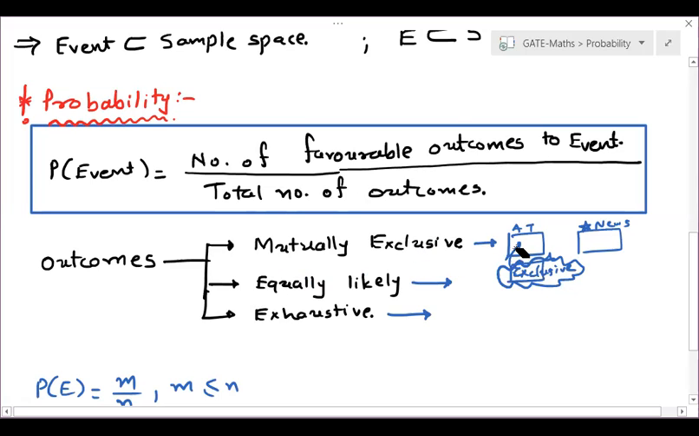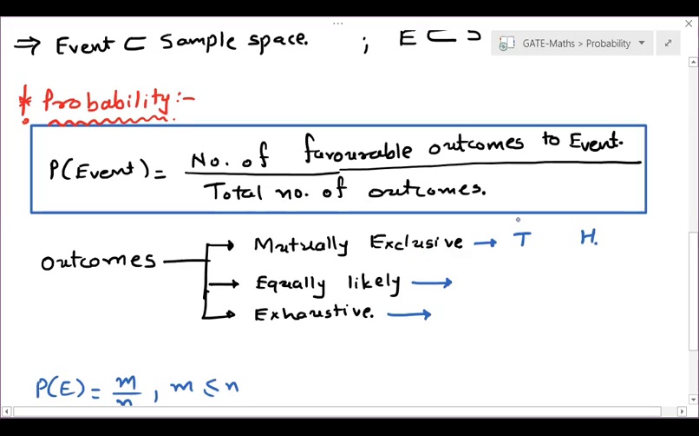So the meaning of mutually exclusive is, if I'm tossing a coin, there are two chances. Either I will get tails or I will get head. So when I get tails, I should not get head. That is the case of mutually exclusive.